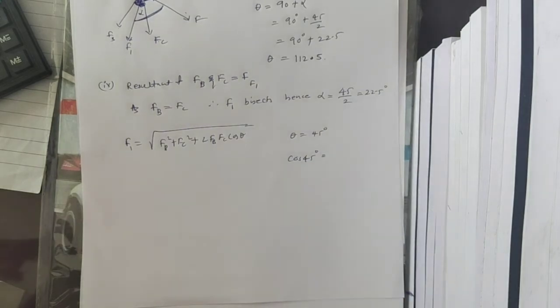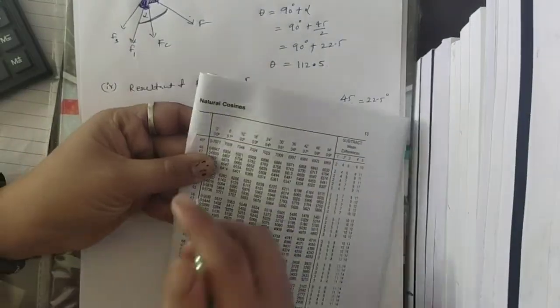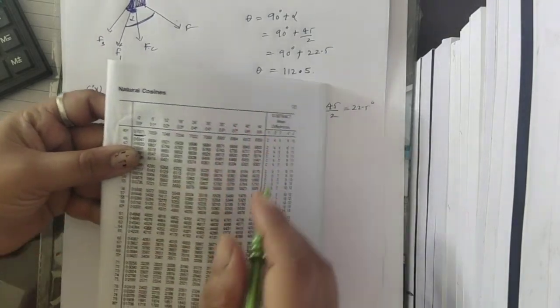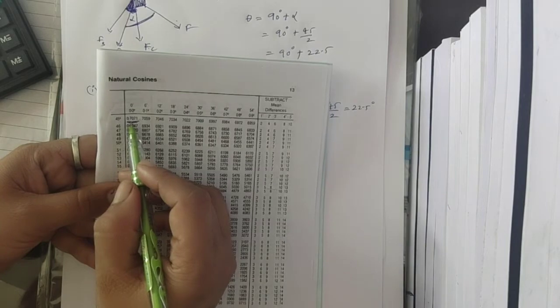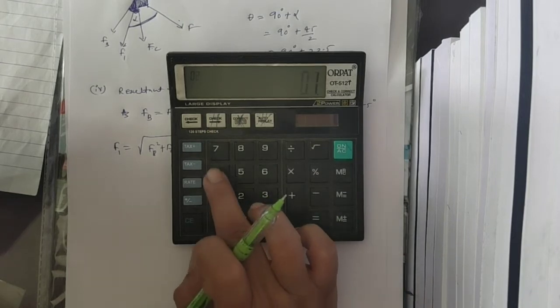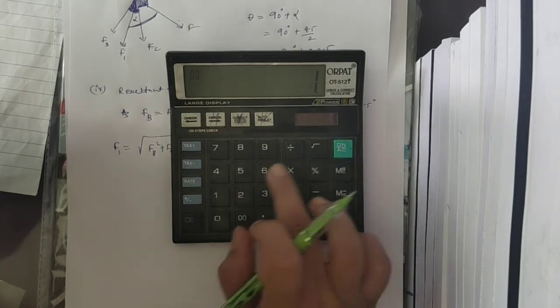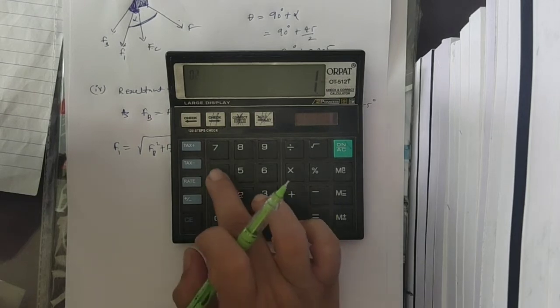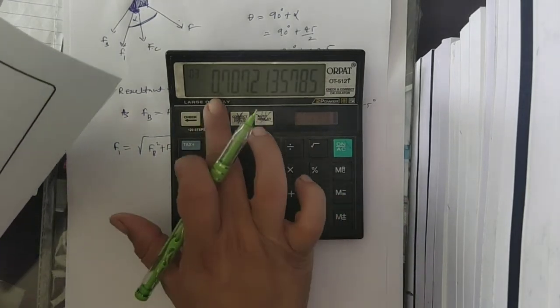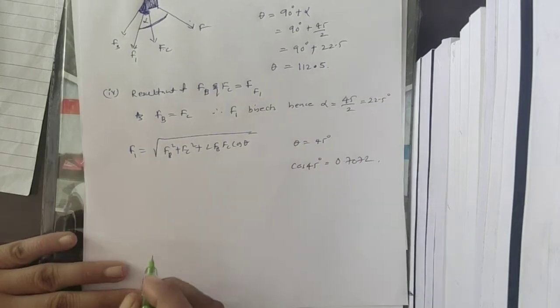You can use log table also. If you don't remember, you can find cos 45 degree here. 1 by root 2 actually it is. 1 by root 2, how much you will get? So cos 45 degree is 0.7071. Square root of 2 is 1.414. So 1 divided by 1.414 square root of 2, so we'll get 0.7072. Okay.